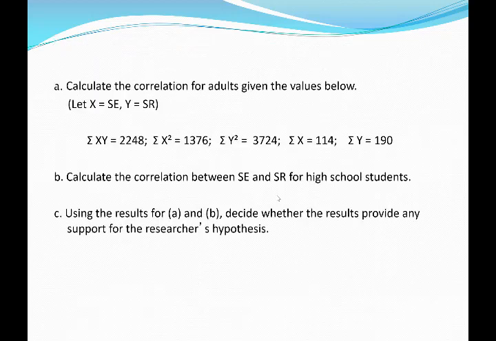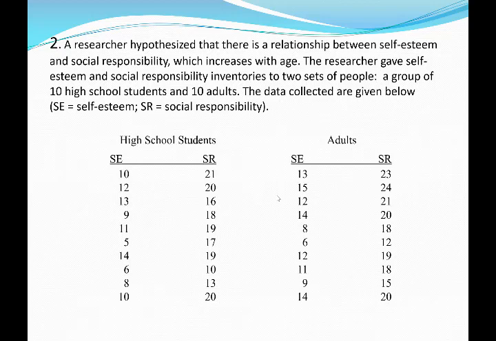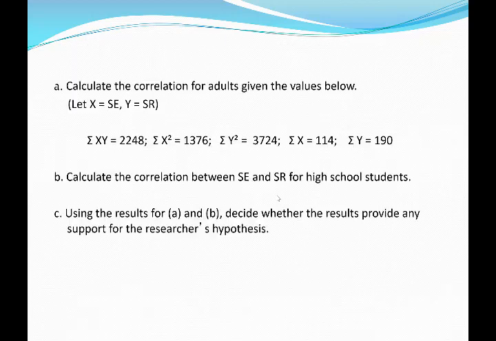Question A says, calculate the correlation for adults given the values below. It says to assume that self-esteem is the X variable and social responsibility is the Y variable. Now here in this question, all of the totals are given. Since this is for adults and also for high school students, there are 10 cases in each, so we know that N is 10. Since all the totals are given, it's a matter of plugging these numbers into the formula. See if you can plug in the numbers and calculate the correlation between self-esteem and social responsibility for adults.